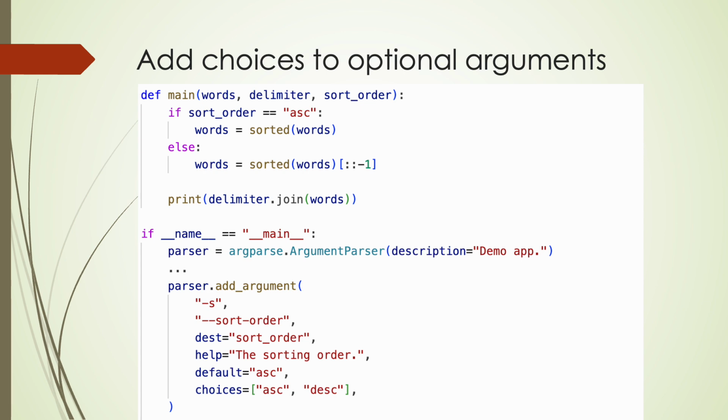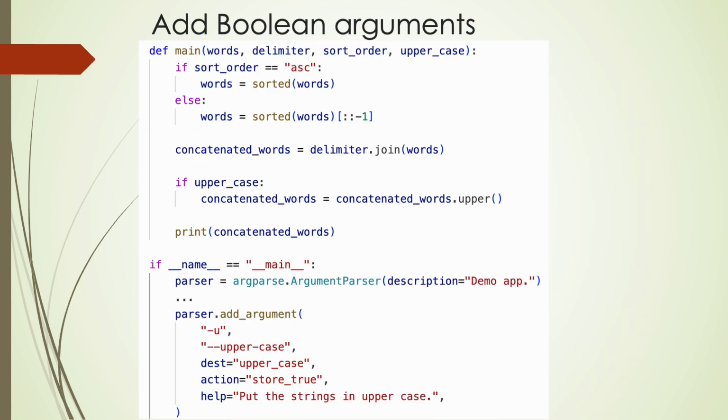We can add choices to the optional argument to limit the values of the argument to a specific set of choices. It can make the script easier to use, as the choices will also be printed in the help message. It will also make the script more robust, as it prevents the case when unsupported flags are passed for the script. Besides string values, it's also very common to add Boolean arguments which customize some behavior of the script.